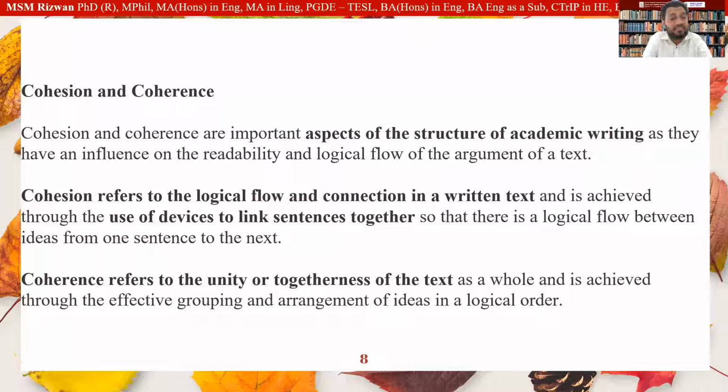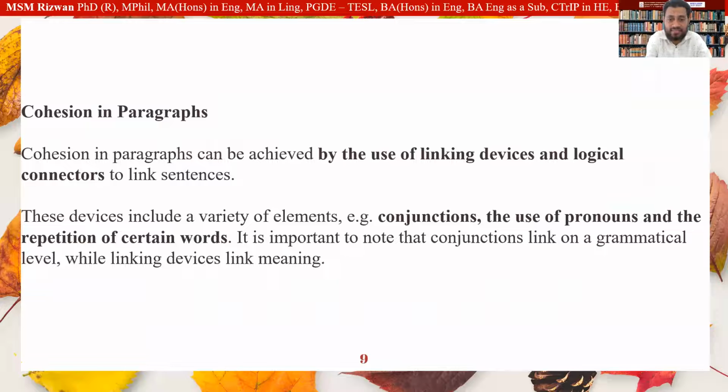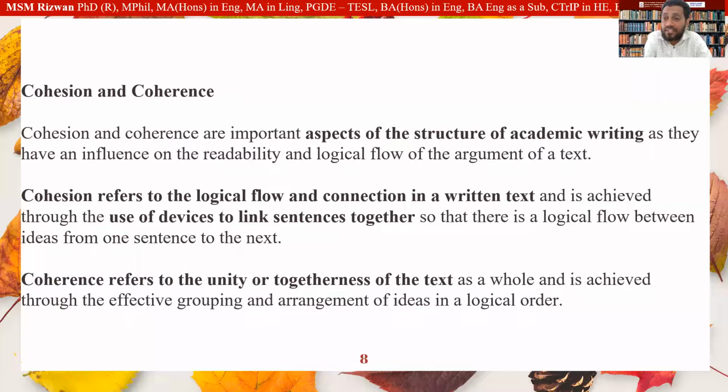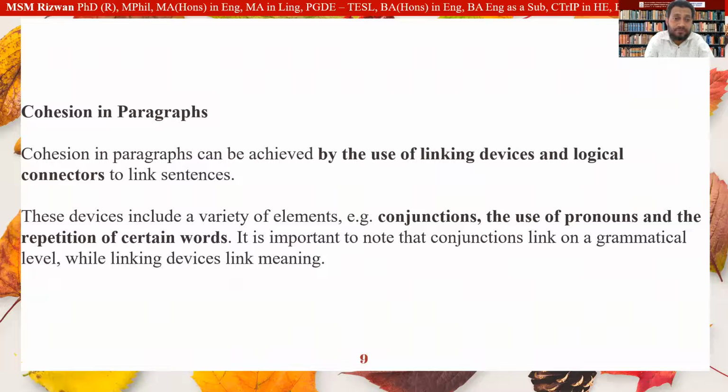So, dear students, ladies and gentlemen, in the development of academic writing, you have to focus your attention on the terms cohesion as well as coherence. During the development of the paragraph, how can you make use of cohesion? Cohesion in paragraphs.